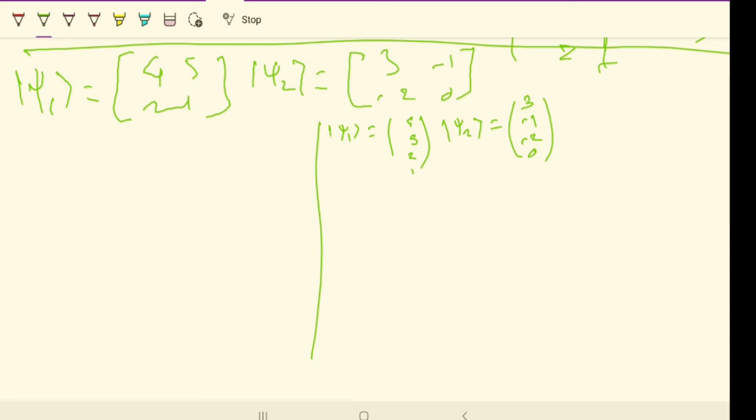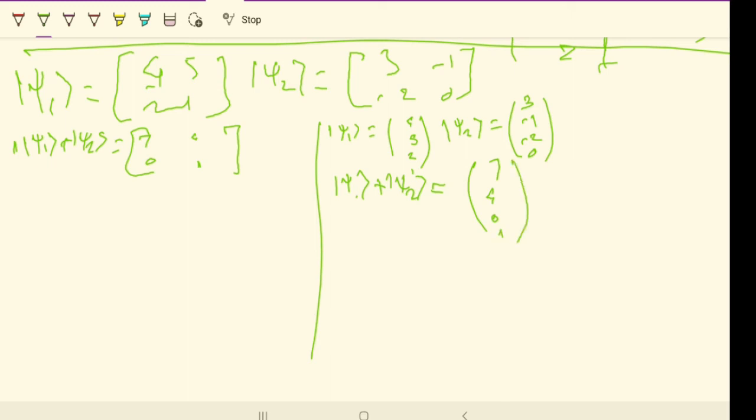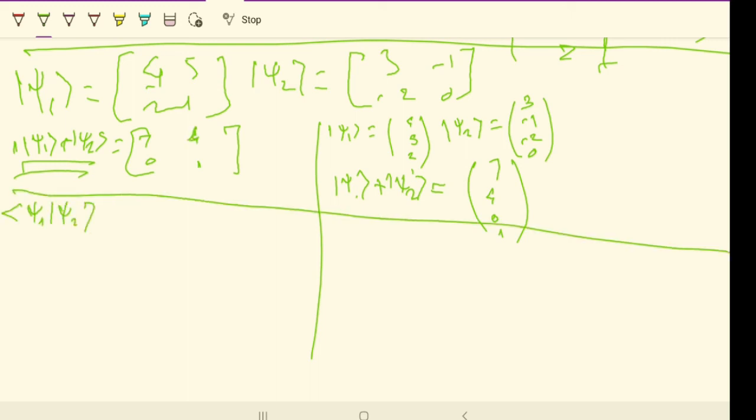Now let's do the vector addition using this matrix form, the matrix representation of vectors. So psi 1 plus psi 2 will be how much? Psi 1 plus psi 2 will be the addition of these matrices. So that would be 4 plus 3, 7. 5 minus 1 is 4. 2 minus 2 is 0. 1 plus 0 is 1. Correct? And using this particular form, psi 1 plus psi 2 using matrix representation will be simply equal to 7, 4, 0, 1. Isn't it the matrix representation of this vector using the basis that we have chosen? Okay, so it does match with each other.